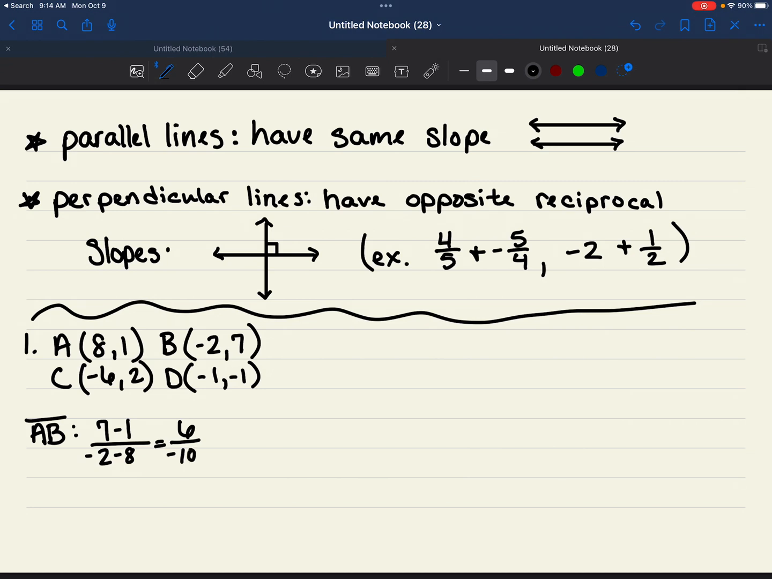-10. Now, again, we need to simplify this as much as we can. Both numbers are divisible by 2. What would that give you? -3/5.